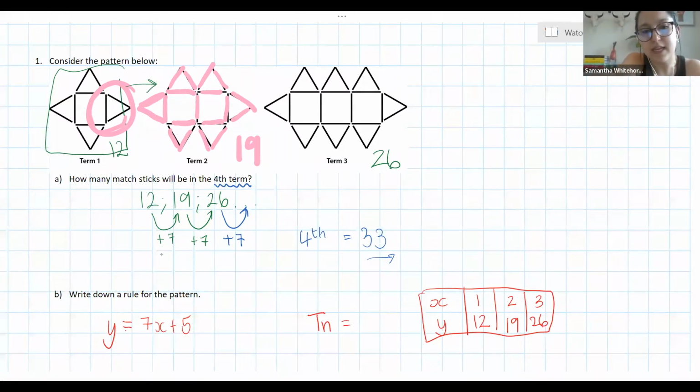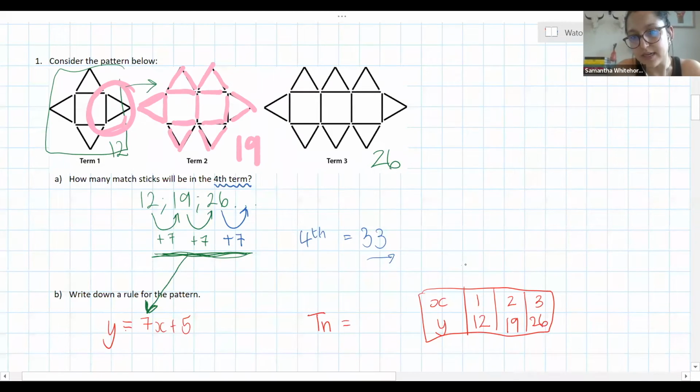Now, whenever I can see the same thing being added each time, that actually becomes the coefficient to my x. So if I start with that idea and I say, okay, well, what's 7 times x for the first term? So 7 times 1. That only gives me 7. I know that the answer I want has to be 12. So then I say to myself, okay, if I'm starting with 7, what do I need to add to 7 to get 12? Well, I need to add 5. That will give me my y value of 12.